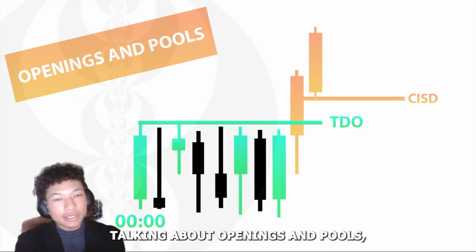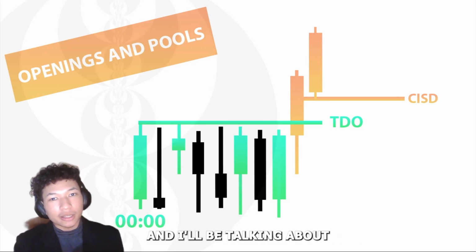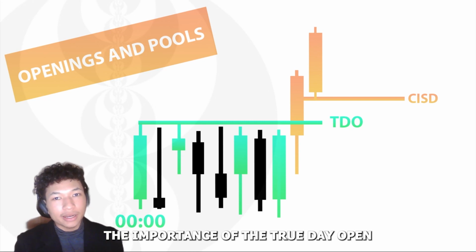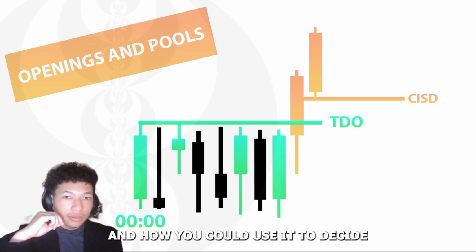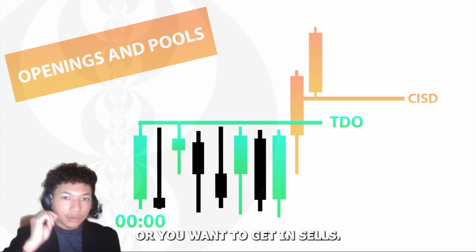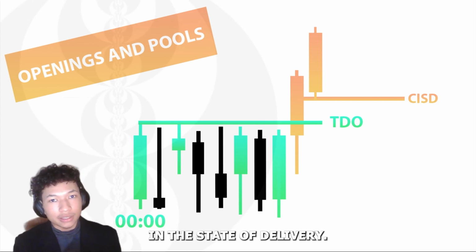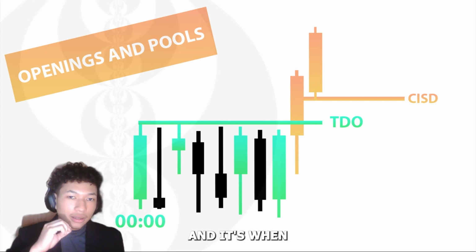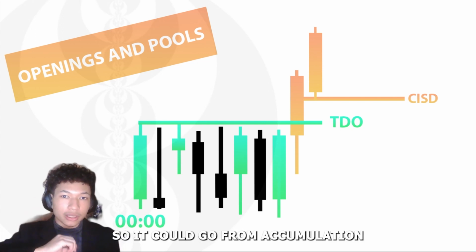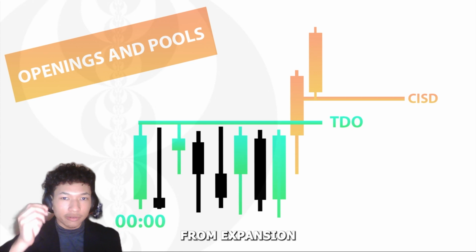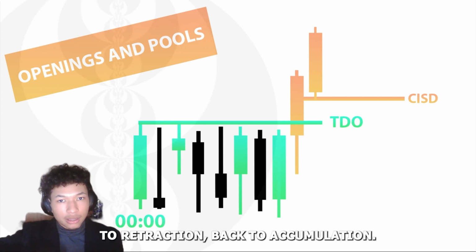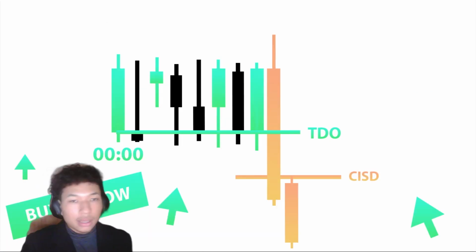Hello YouTube, today I'll be talking about openings and pools, and the importance of the true day open and how you could use it to decide whether you want to get in buys or sells. I'll also be talking about CISD, which is change in state of delivery, and it's when the phase changes. So it could go from accumulation to expansion, from expansion to retraction, back to accumulation.